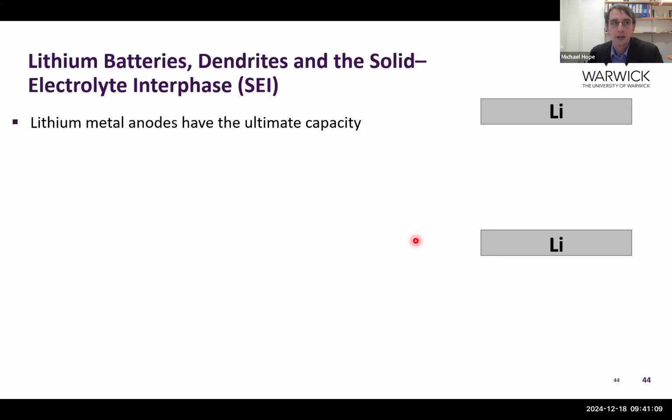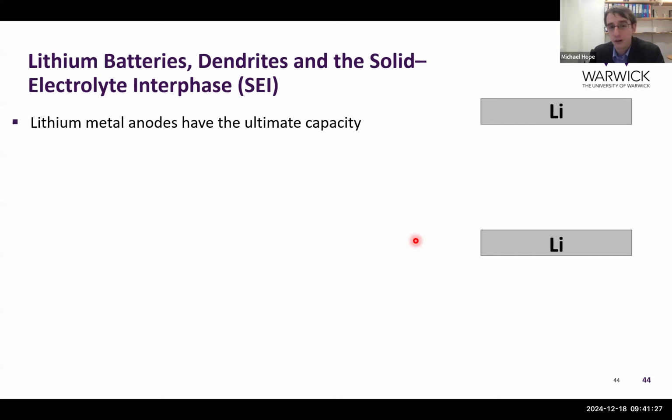Okay, so in Claire's group in Cambridge, interested in battery materials. And in this project, we were seeing what we could use this lithium metal DNP for. We're interested in lithium metal anodes. And these are interesting because they have the ultimate capacity.